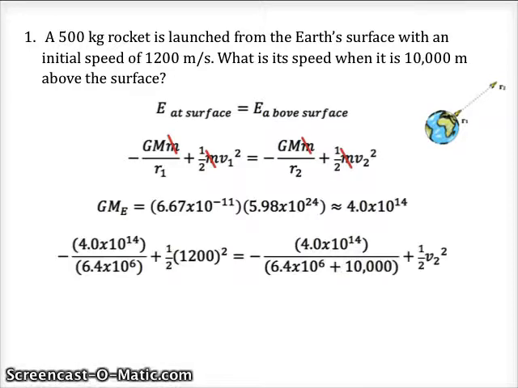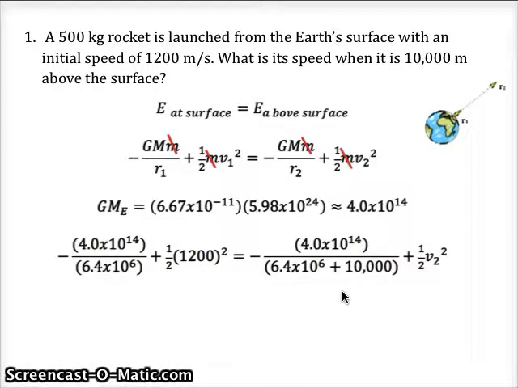So here's our G times M. Again, we've got our negative sign still out here. And we're starting on the Earth's surface. And so the value of R is going to be measured from the center of Earth. And that is going to be the radius of the Earth since we're on the surface. We know the initial speed.